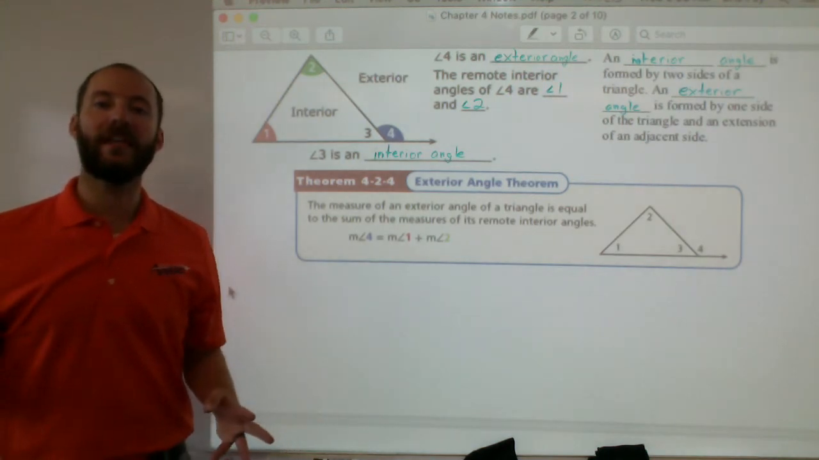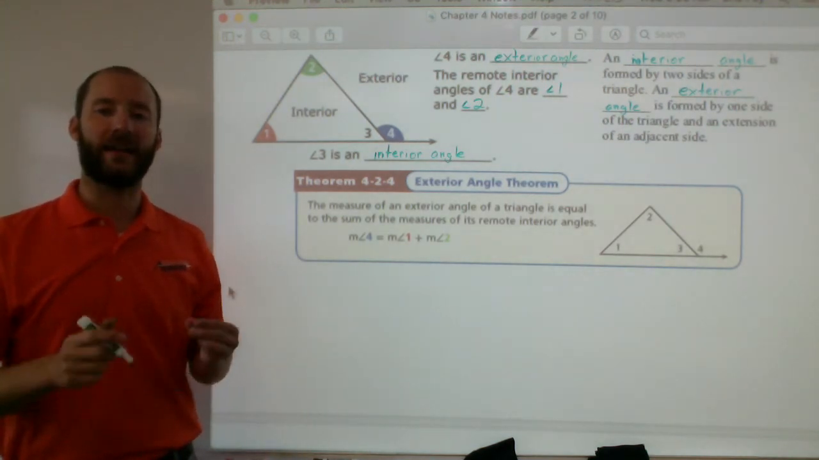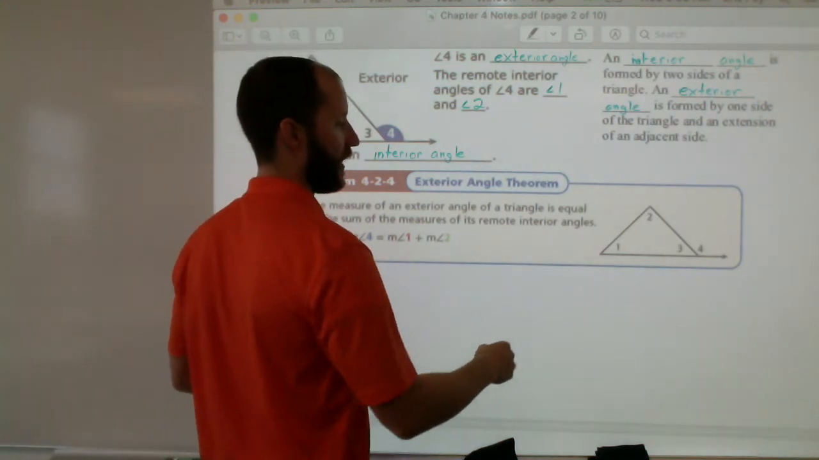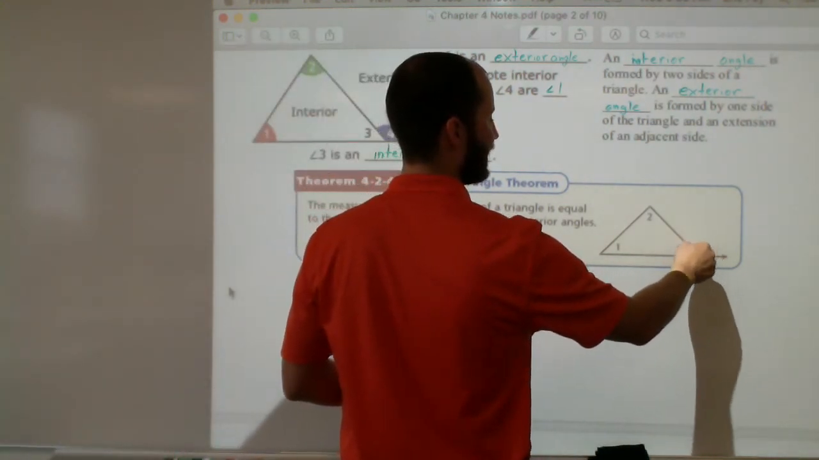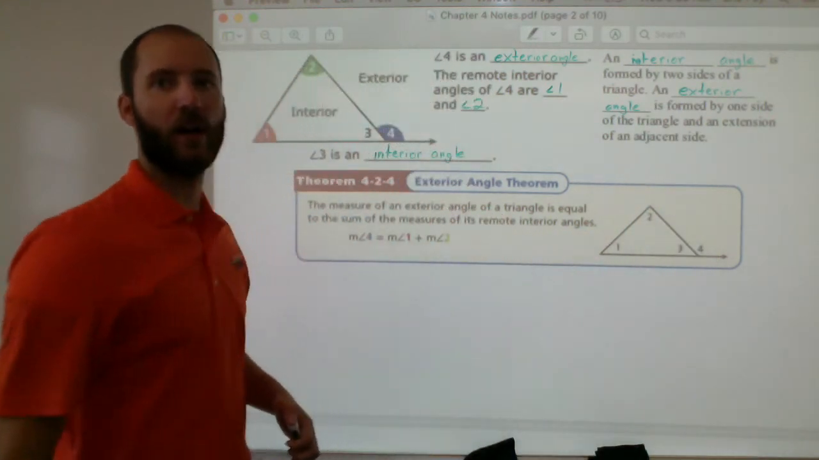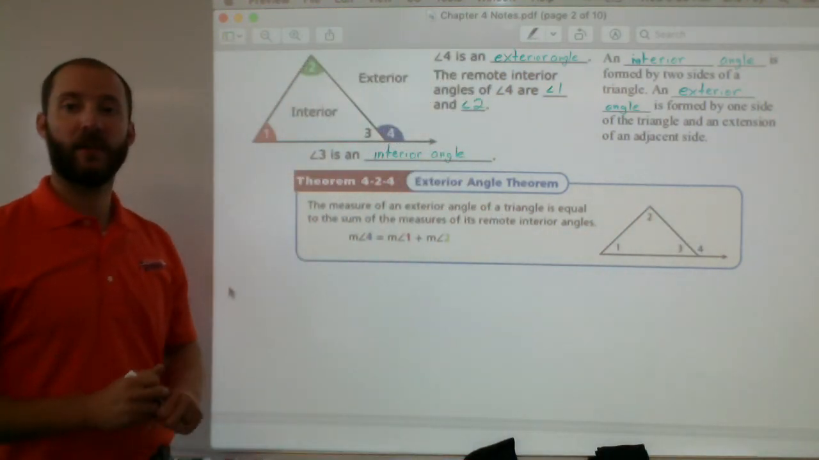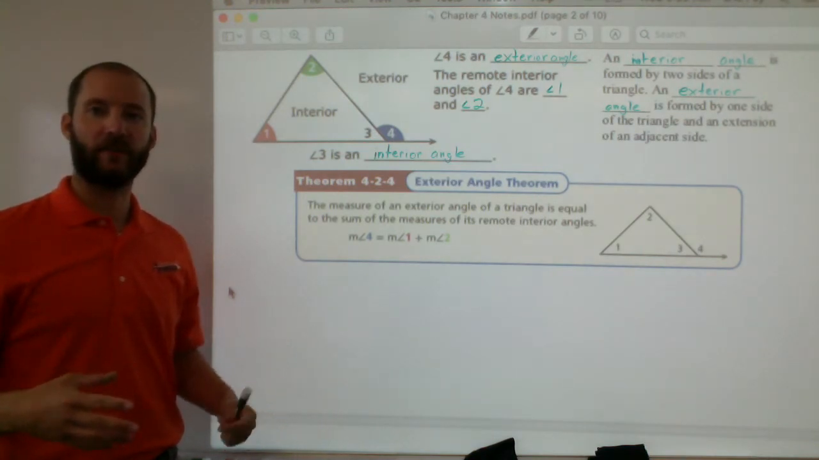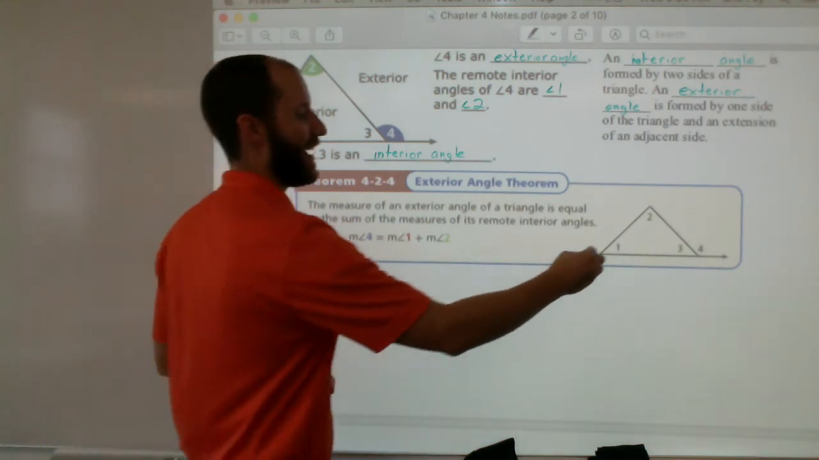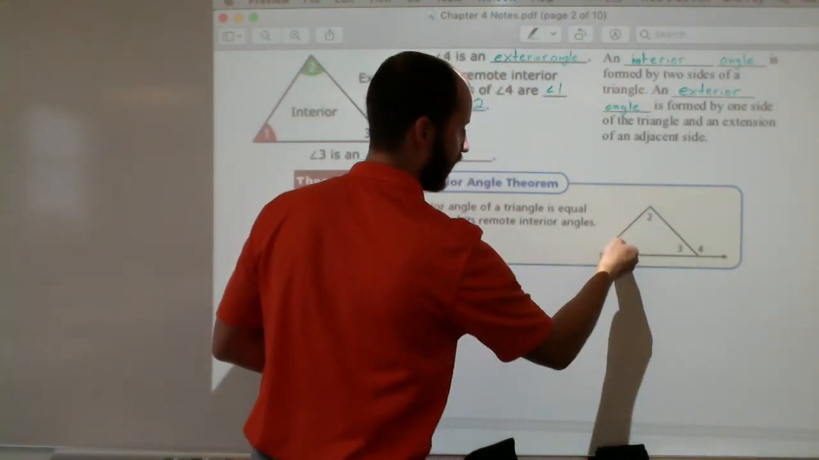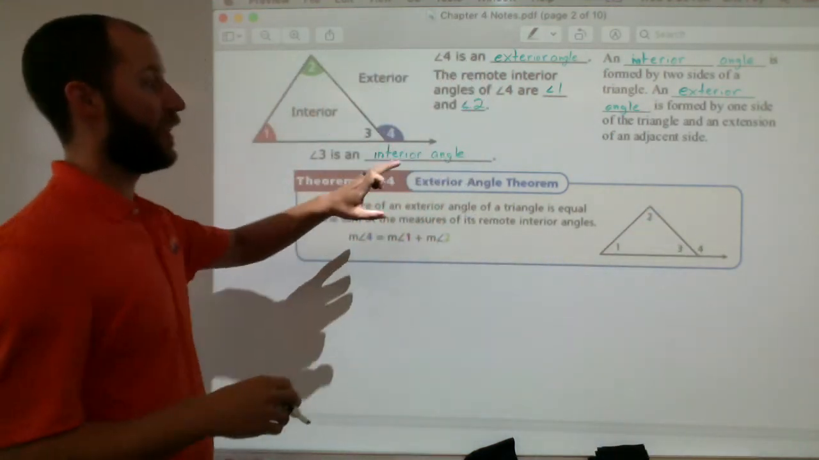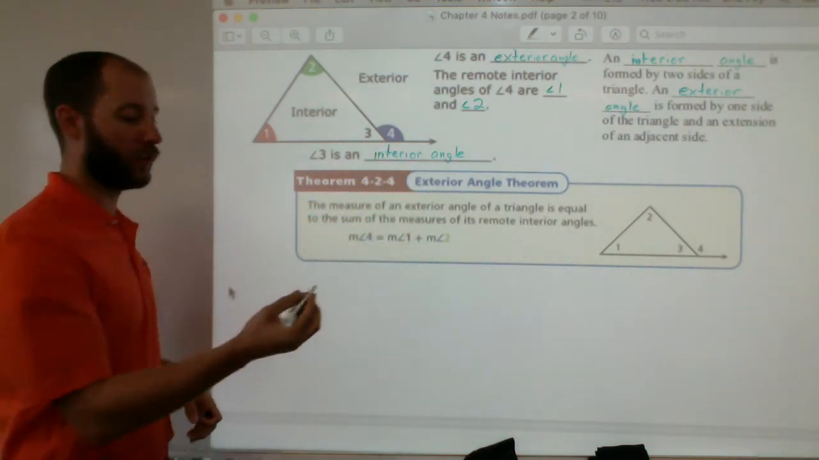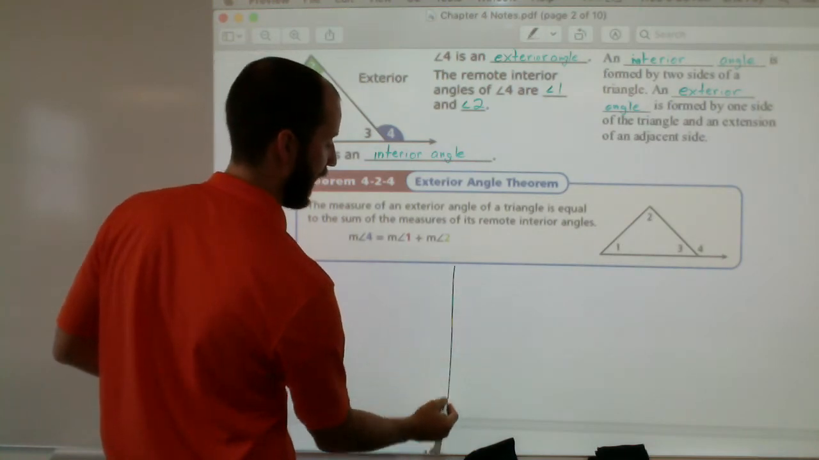Now where this is all leading is to the exterior angle theorem. That the measure of an exterior angle, angle 4, is equal to the sum of the remote interiors. All right? So we know that all the angles in a triangle add up to 180 degrees. We now also know that an exterior is equal to the sum of the remote interiors. And because it's a theorem, that can be proven. So we are going to go ahead and look at the proof of that theorem.